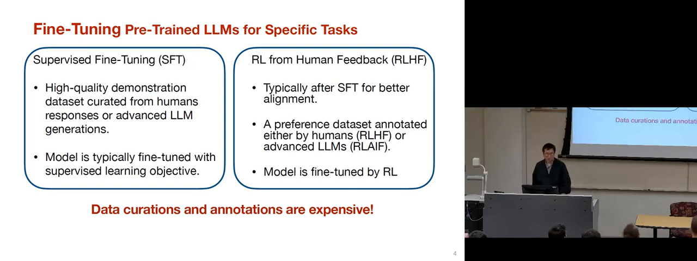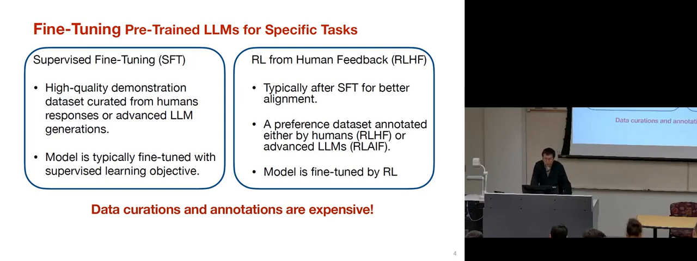The first one is supervised fine-tuning. This often takes place right after the pre-training of language models, and it takes a high-quality demonstration data set curated from humans or some advanced language models, such as GPT-4. We can use the same objective function as the pre-training for fine-tuning, but just with a high-quality, relatively small data set.